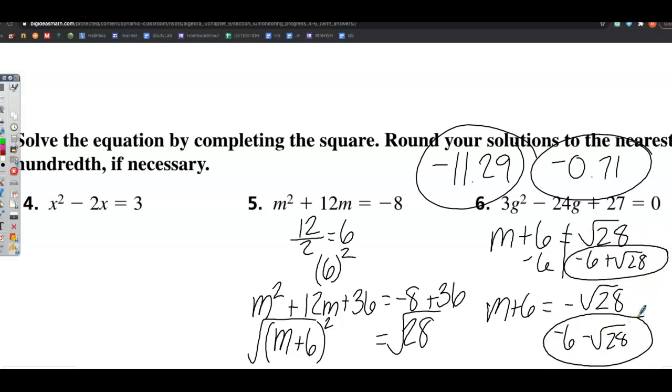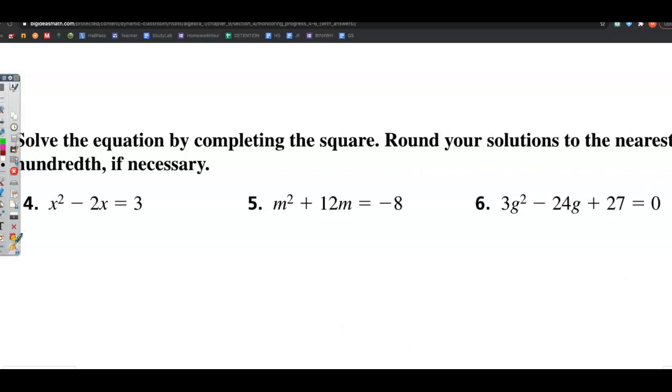Does everybody know how to get to these points? Questions on this? Gotcha. Okay, on number 6, Maddie, what did you do first? I divided by 3. Good. So you need to divide all of these by 3. Ryan, if you did not do this, do it with me now.